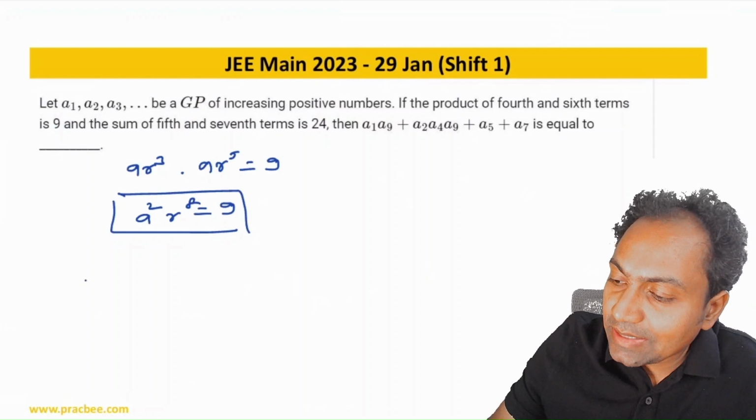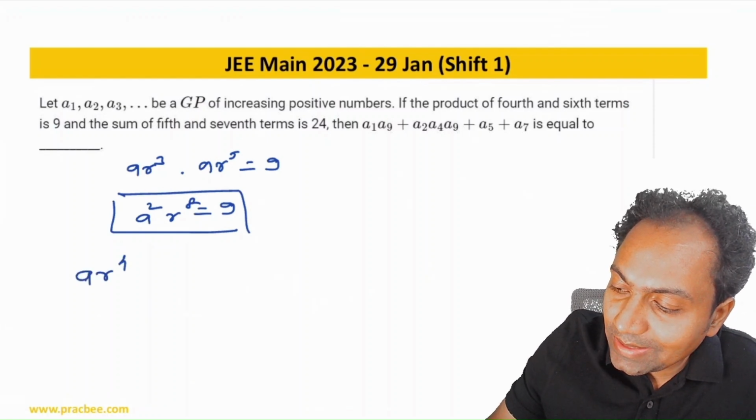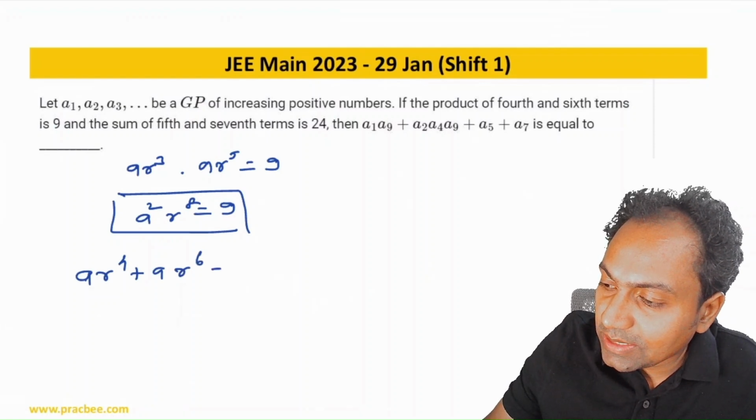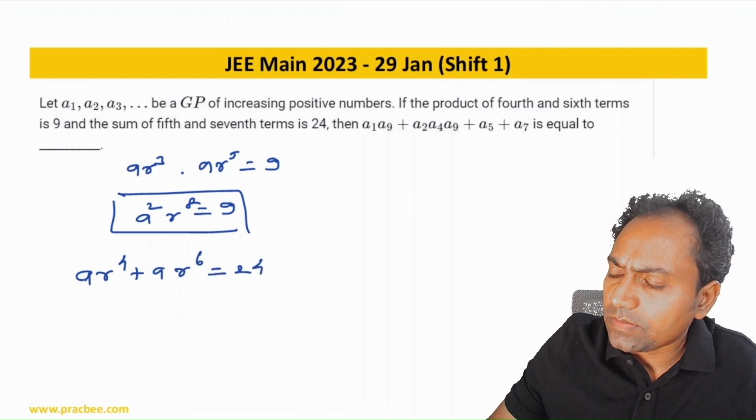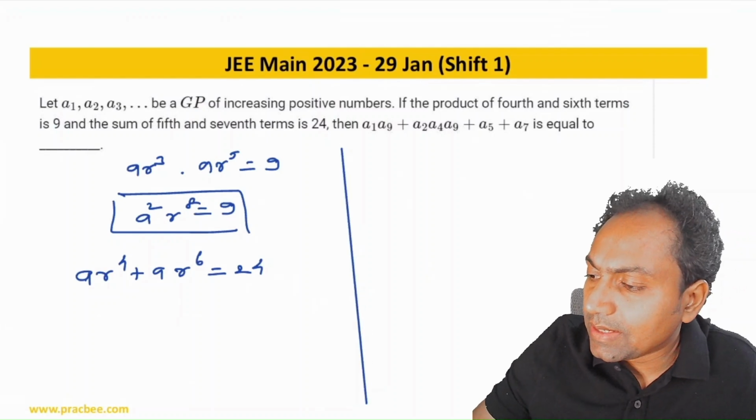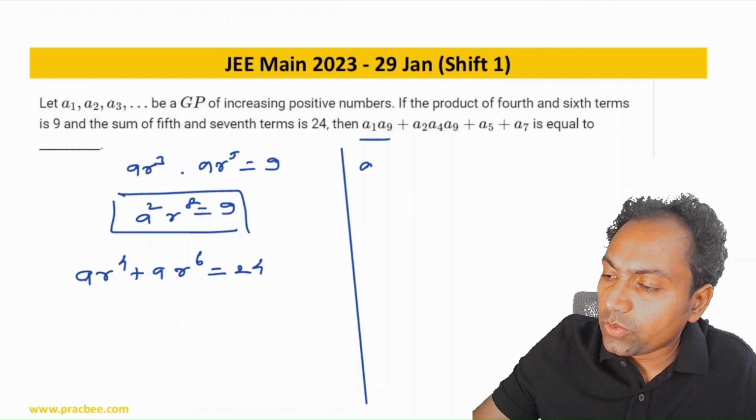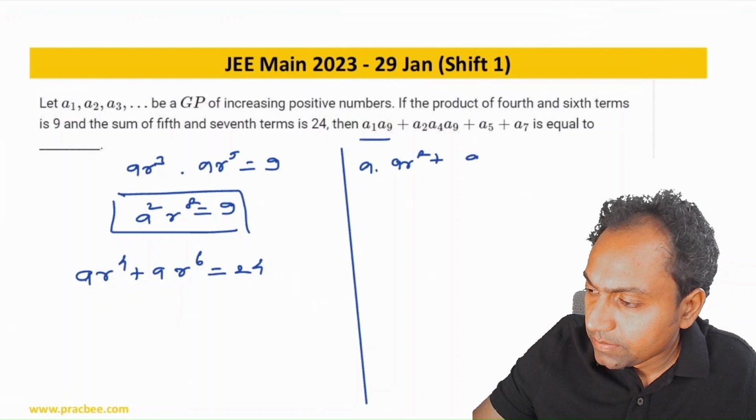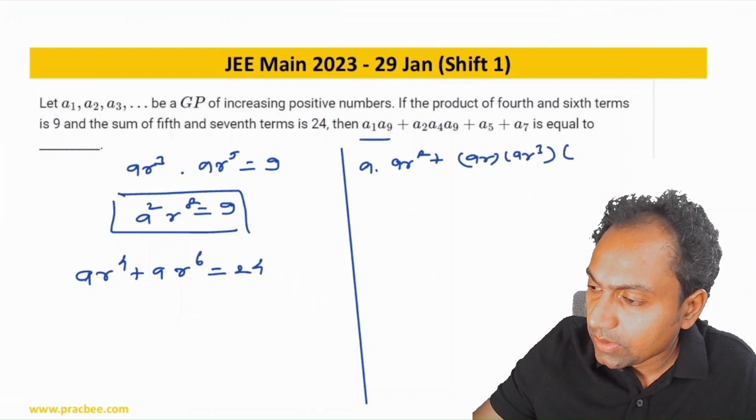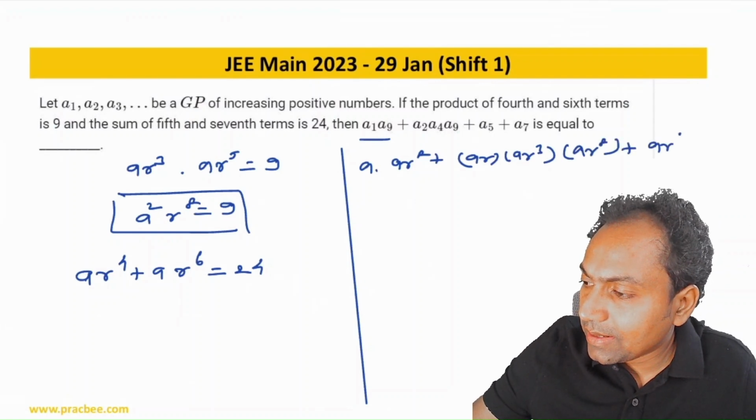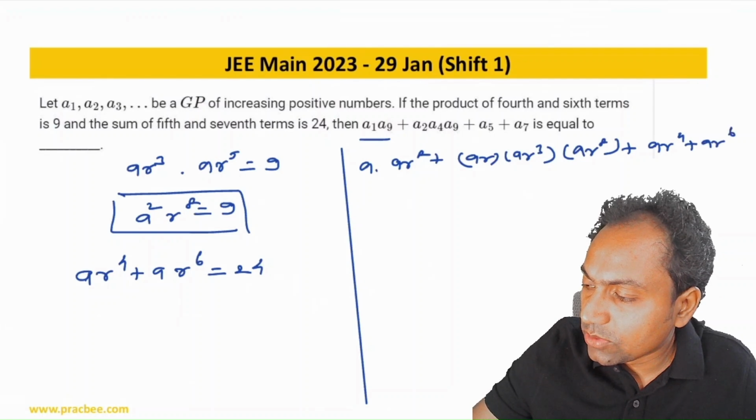Another condition says that the sum of the fifth term, that is AR raised to the power 4, and the seventh term, that is AR raised to the power 6, is nothing but 24. And now if I look into what they're asking me, they have given the first term as A into the 9th term, that is AR raised to the power 8. Second term AR, fourth term AR cube, and 9th term AR raised to the power 8. And then AR raised to the power 4 and AR raised to the power 6.